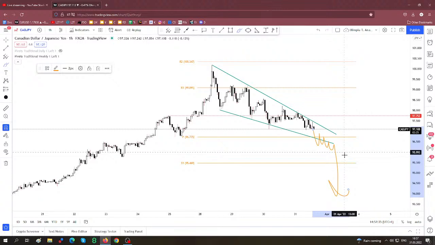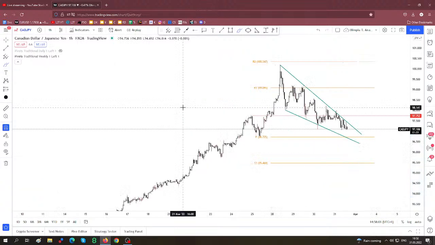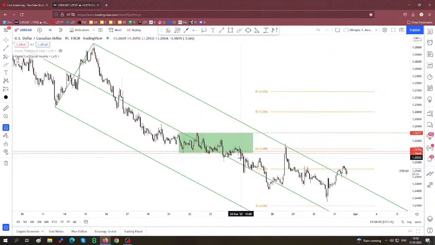Okay, guys. So I've talked about gold. What's your opinion? US dollar, Canadian dollar. Let's take a look. US dollar, Canadian dollar. My opinion.